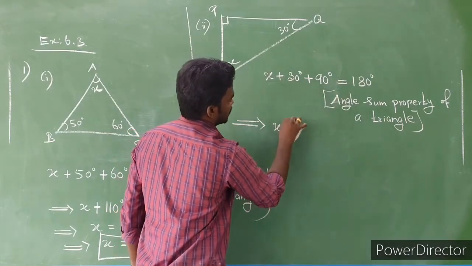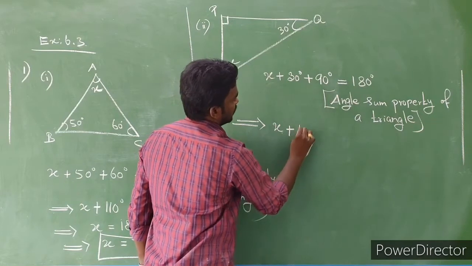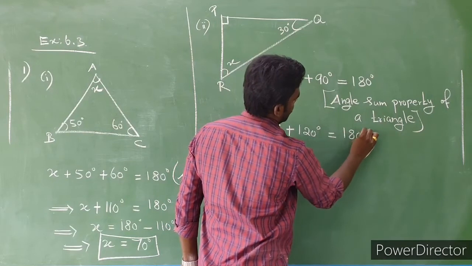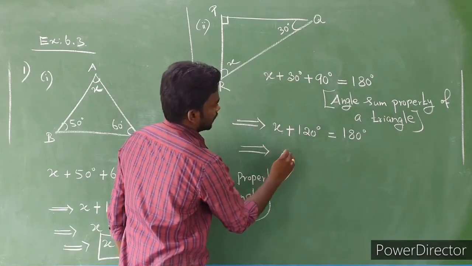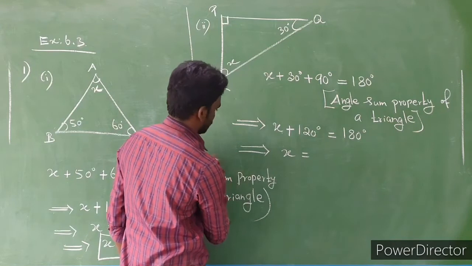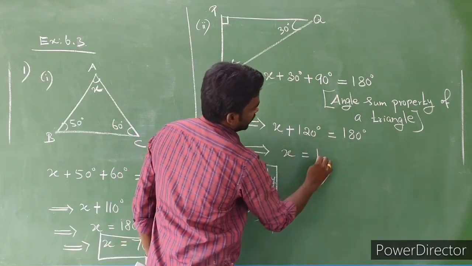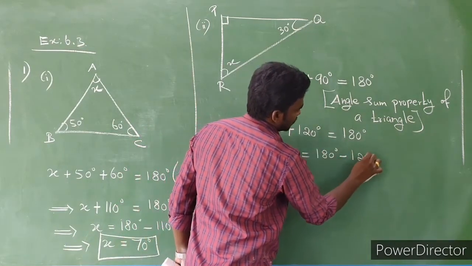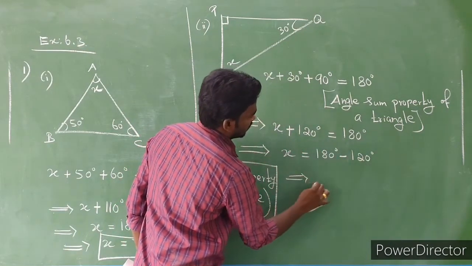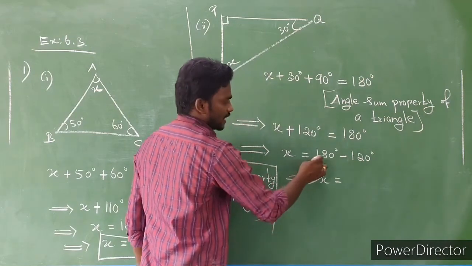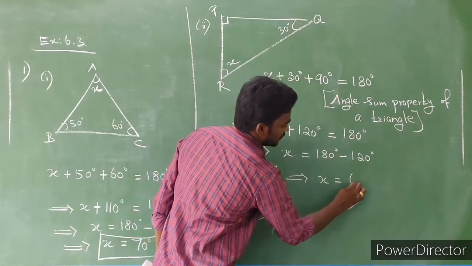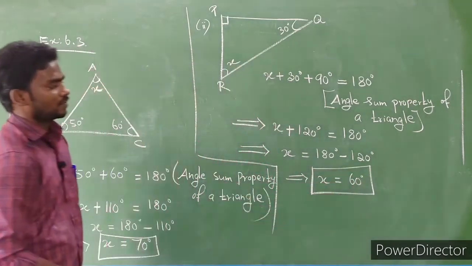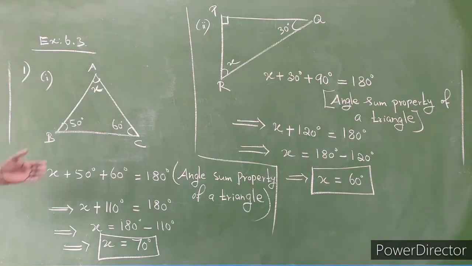So angle x plus 30 degree plus 90 degree, that is 120 degree, is equal to the right side value, 180 degree. Implies that keep the value x in the left side and 180 minus this 120, transposing to minus 120. Implies that the value of x is equal to 180 minus 120, that is 60 degree. So angle x is equal to 60 degree. We can find it by using the angle sum property of a triangle.